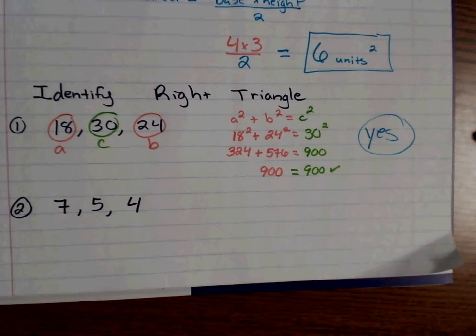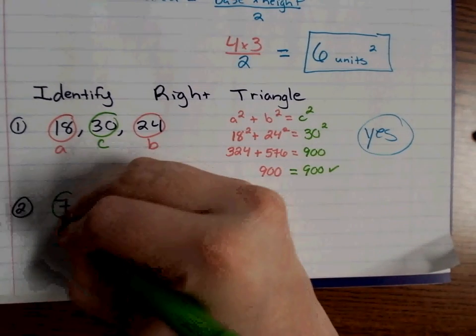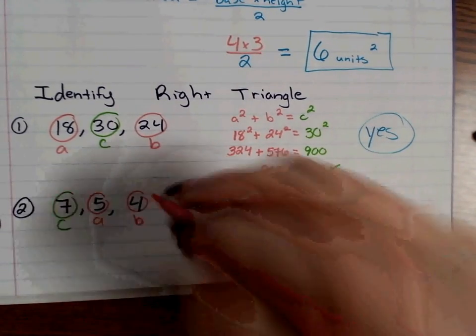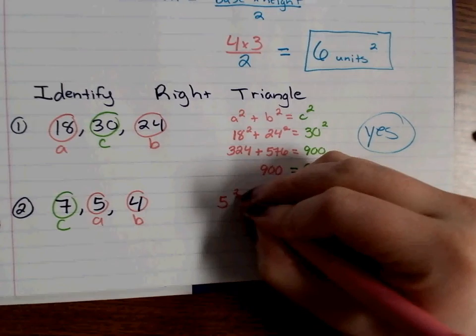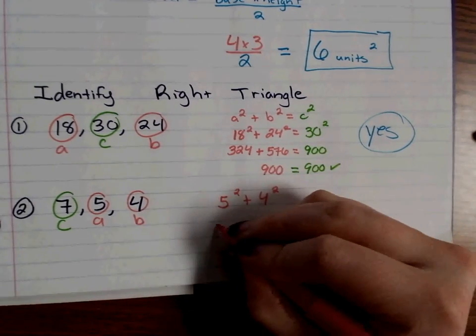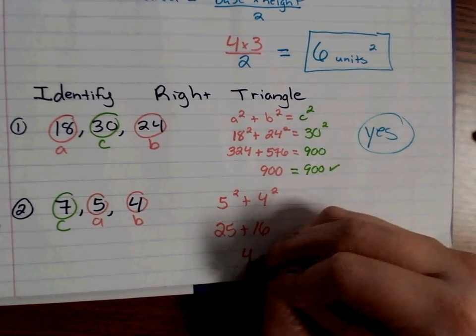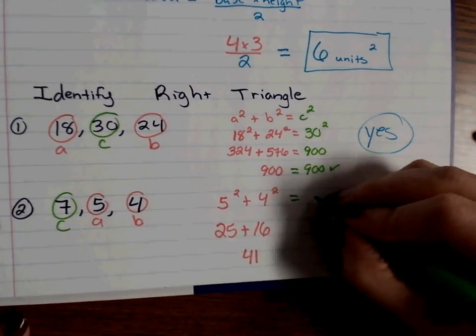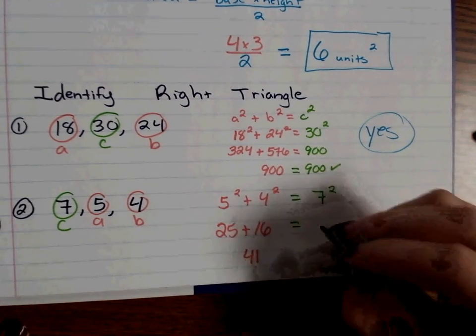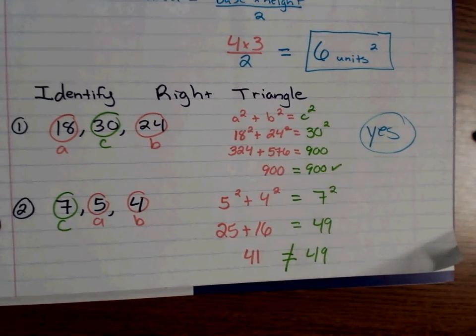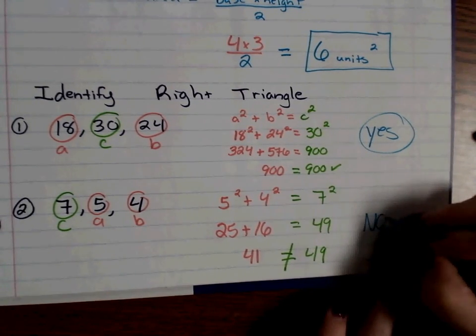All right, who could tell me, is it a right triangle or not? No. Okay. It is not a right triangle. C is the value of 7. A and B are going to be the values of 5 and 4. So if we do 5 squared plus 4 squared, what's 5 squared? 25. What's 4 squared? 16. And when we add those together? 41. Okay. And then C squared, that's 7 squared. What is 7 squared? 49. And 41 is not equal to 49. Since they are not equal to each other, this is not a right triangle.